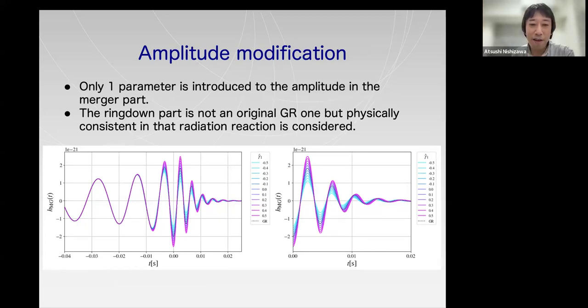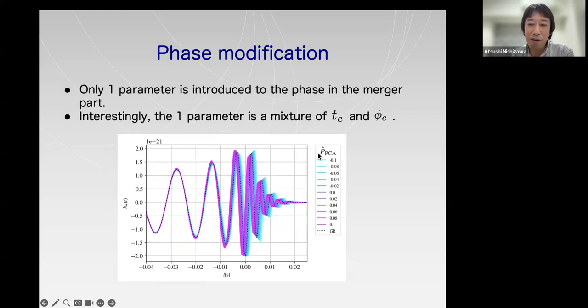Yes. The easier one is gamma 1. This parameter controls the amplitude at the merger time, so the amplification or suppression is controlled by gamma 1. Then the other parameter, PCA, controls the phase shift. But for this parameter, it is difficult to interpret. I don't have a clear answer, but it is a kind of combination of the coalescence time and the phase shift at that time.